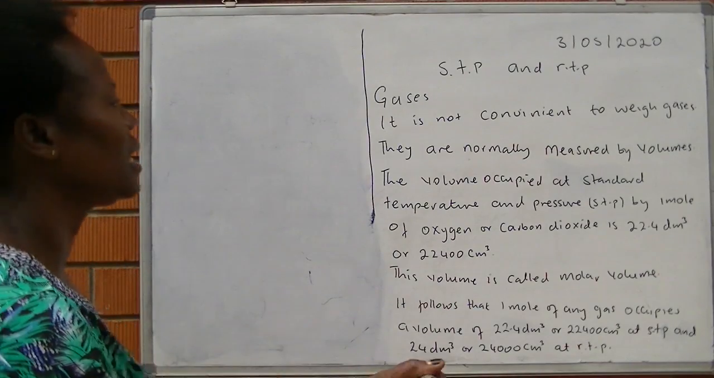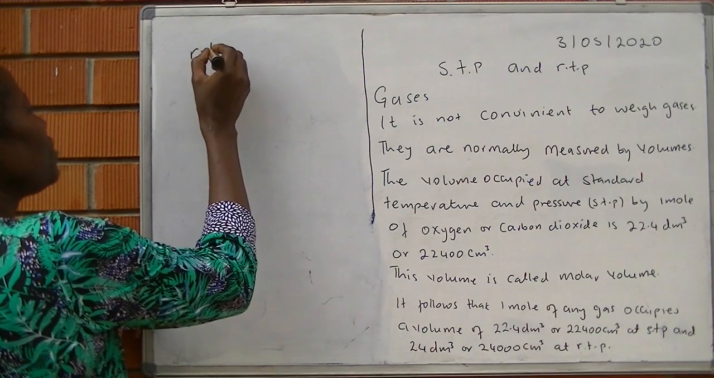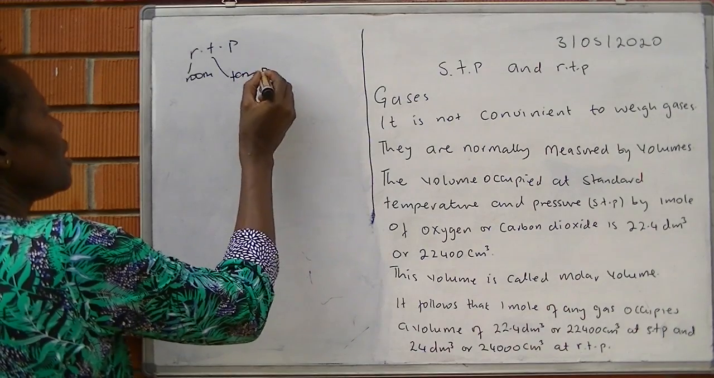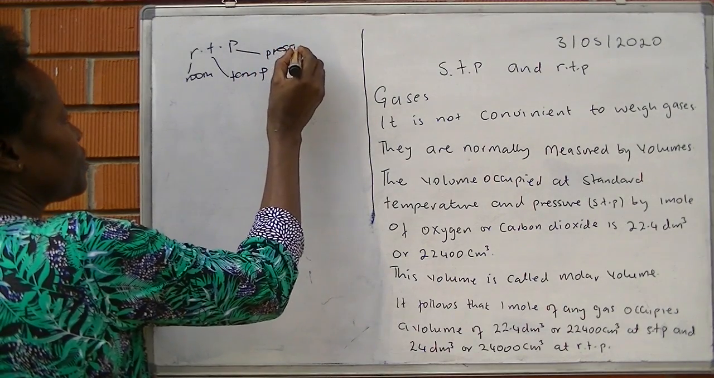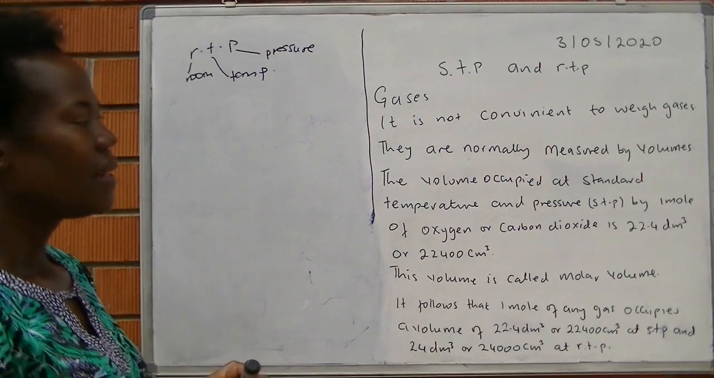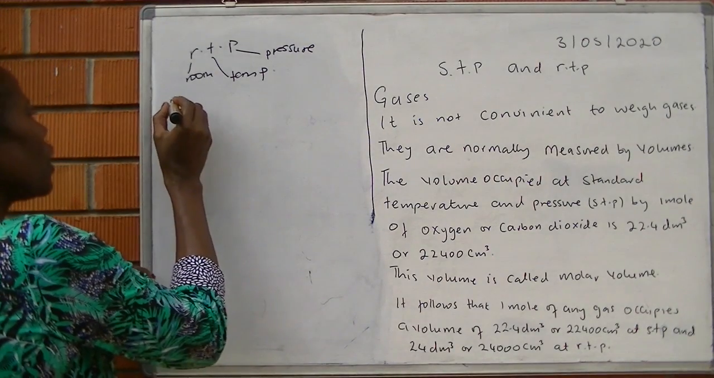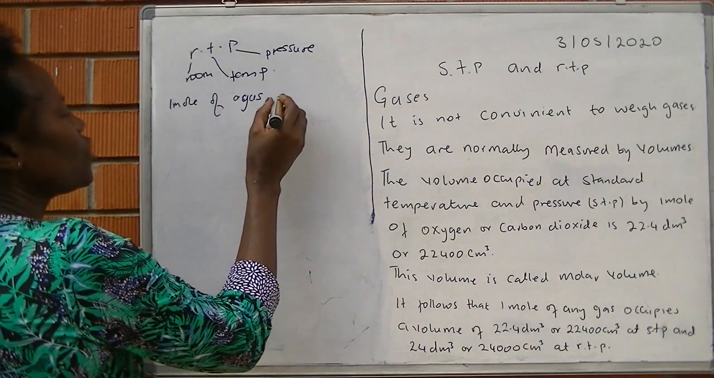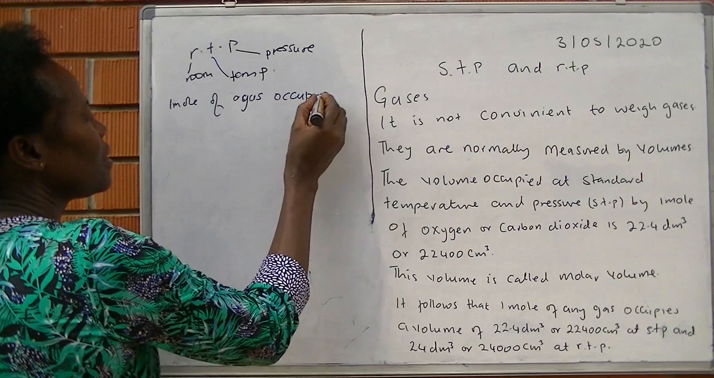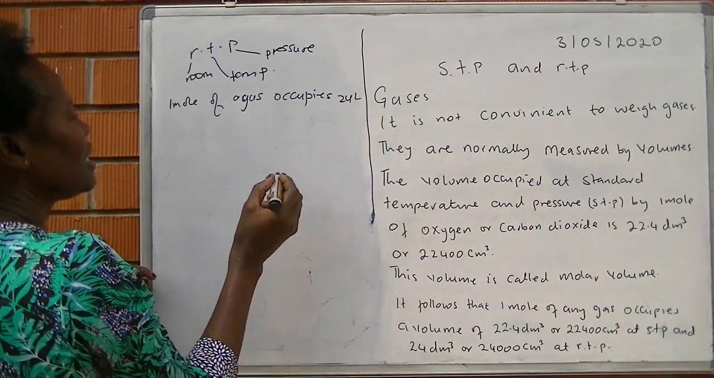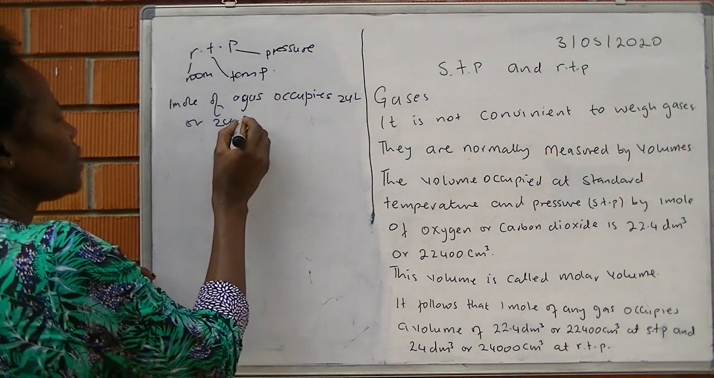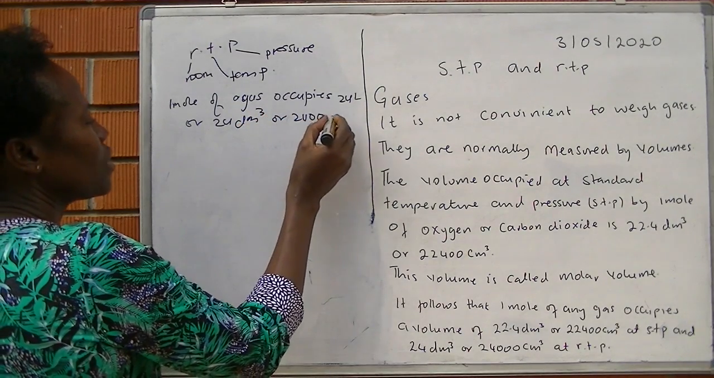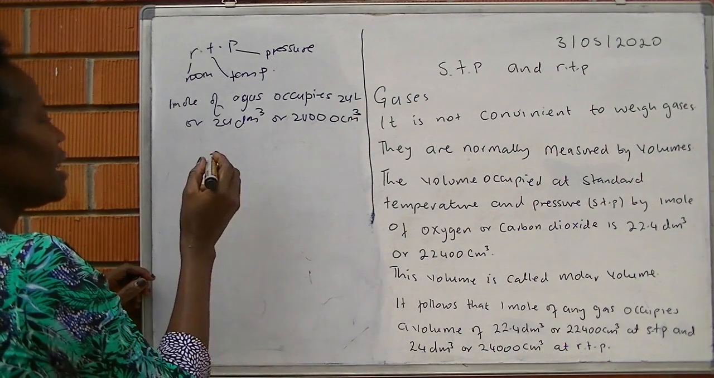So we are done with STP. Let us look at RTP. RTP stands for room temperature and pressure. It is also found out that 1 mole of any gas occupies 24 liters, or 24 cubic decimeters, or 24,000 cubic centimeters. Why? The reason is the same.